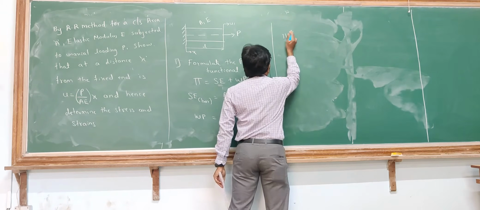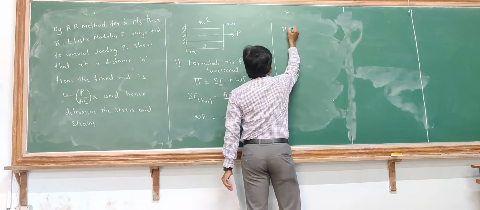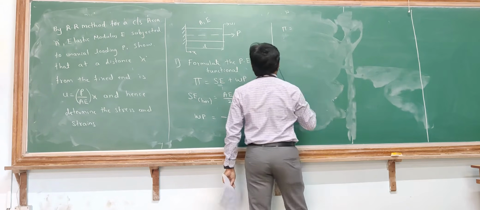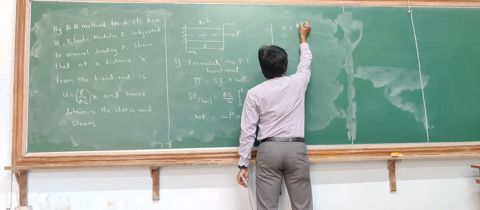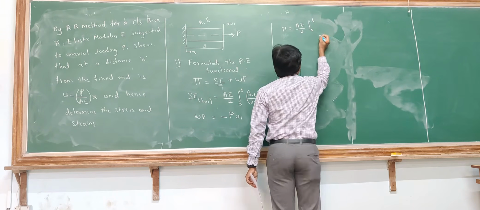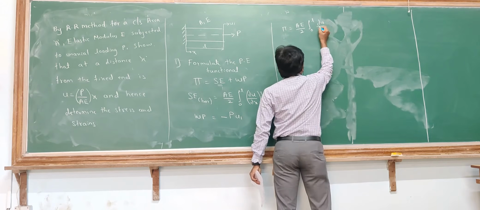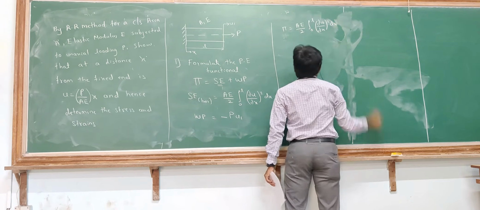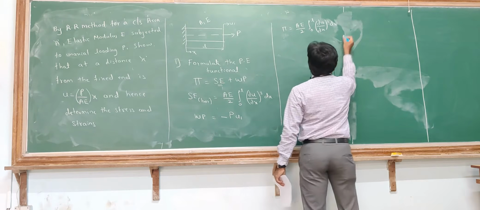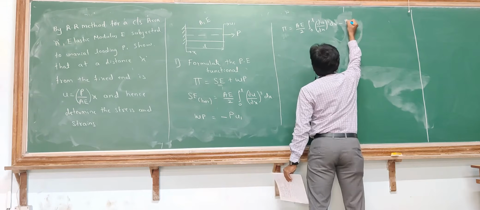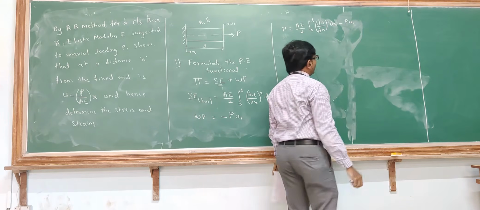So pi is, I'll take the strain energy as well as the work potential. So that is AE by 2 integration 0 to L of (dou u by dou x) the whole square into dx. Okay, this is the strain energy, minus, because there is a minus here, P into U1.